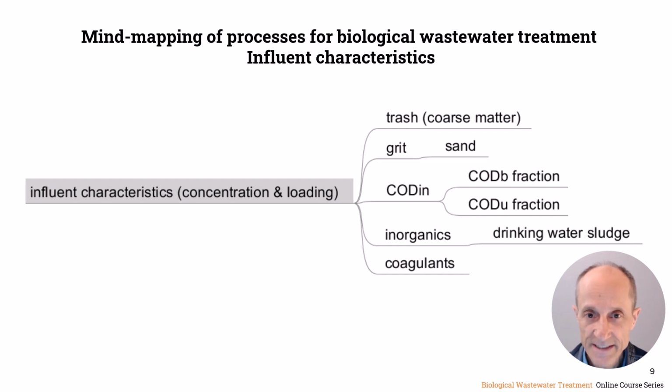Influent characteristics can essentially be split into the various components of trash, which is coarse matter, grit, such as sand, and other dense material, influent COD, which can be divided into biodegradable and unbiodegradable fractions, inorganics, notably for drinking water sludge, which could contain chemical components with some coagulation potential, and coagulants that can be added for phosphorus removal, notably.